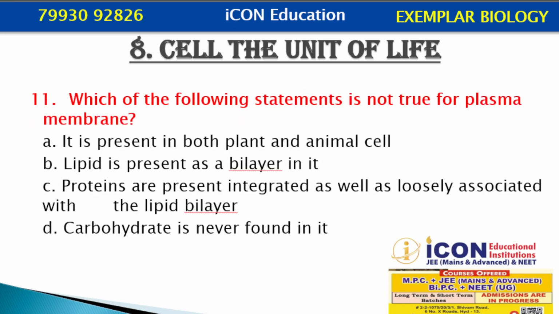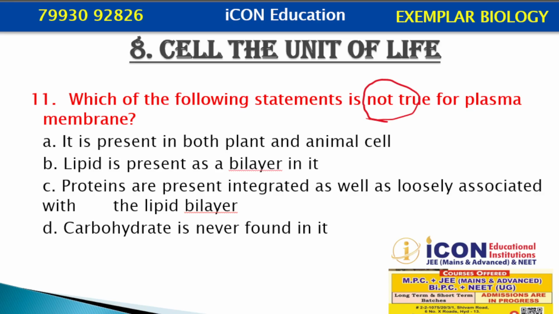Question number 11. Which of the following statement is not true for plasma membrane? Not true. You have to find out the incorrect statement. Option A, it is present in both plant and animal cell. Yes, it is a correct answer. Plasma membrane is present in both plant and animal cell.